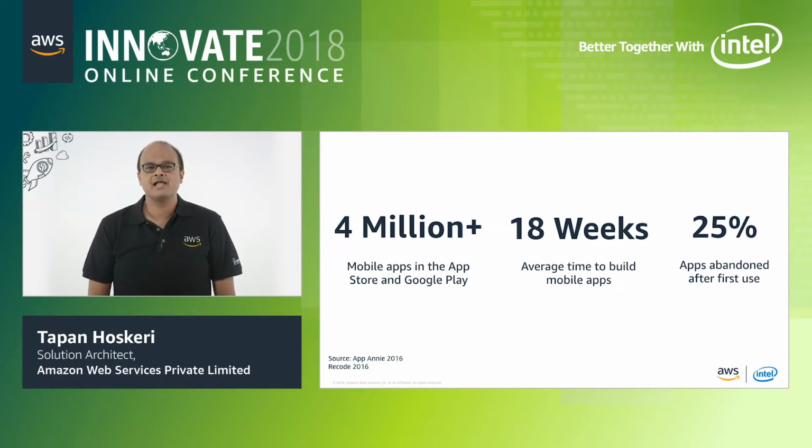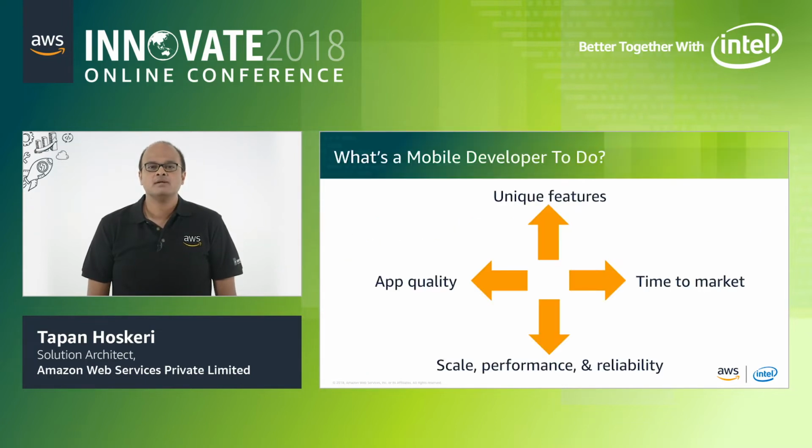Many factors can help or hinder success, including quality, time to market, scalability, reliability, and perhaps most importantly, the unique features of your app. Therefore, mobile app developers have to differentiate their apps and constantly keep innovating while continuing to cater to different mobile devices and mobile platforms.